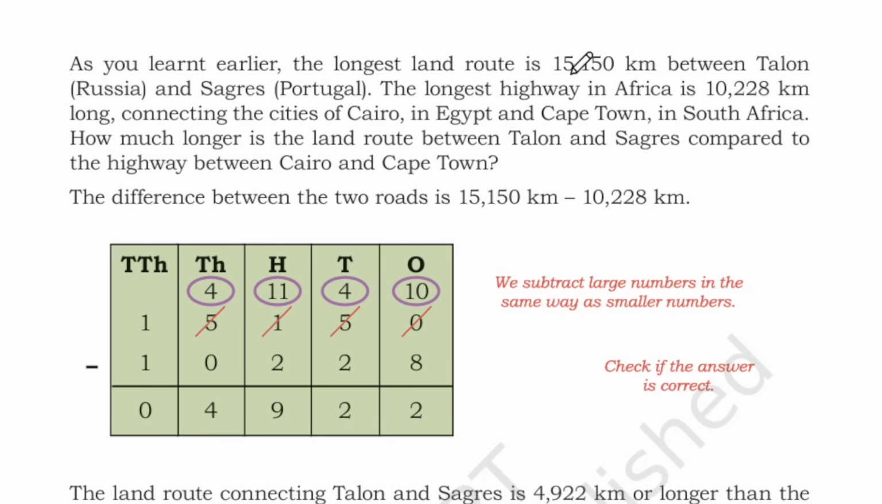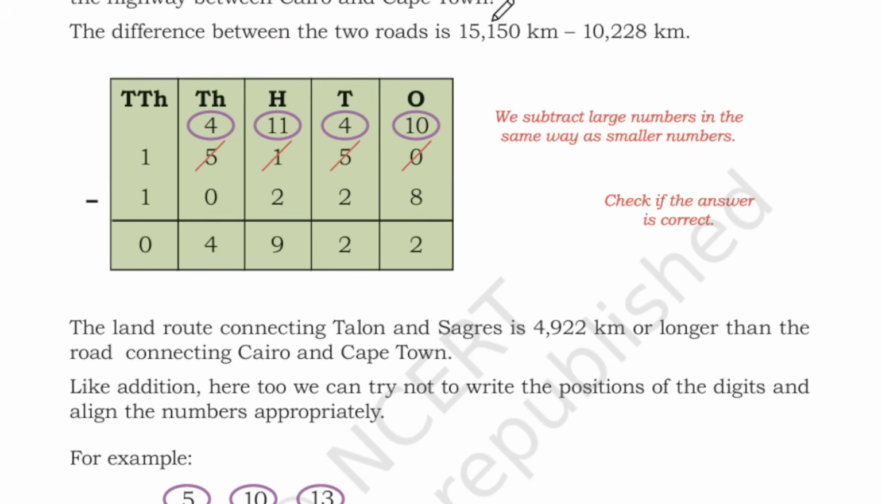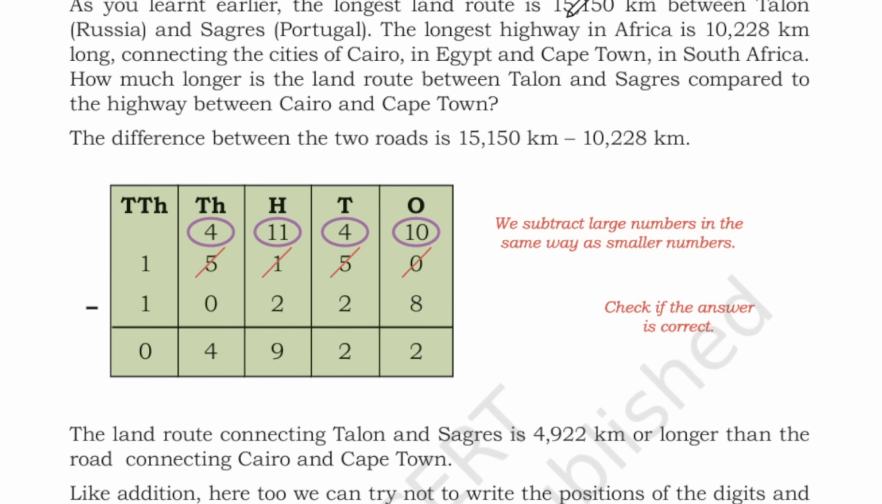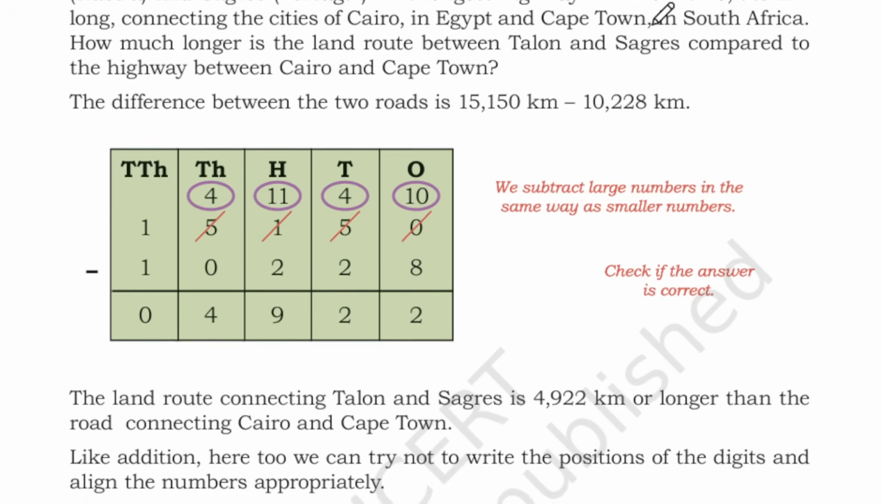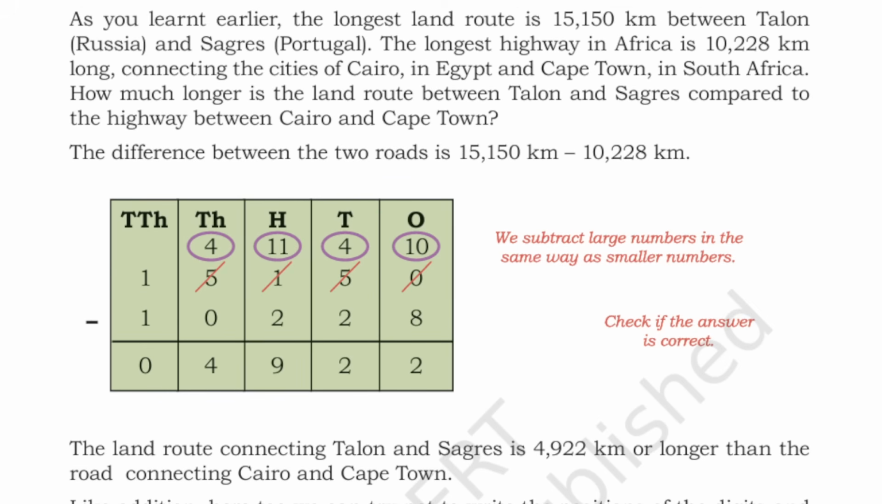So we already know it's 15,150 kilometers and 10,228 kilometers. Easily you can subtract and you will get the answer. So if you see here, these numbers are more than 10,000. So whenever you place value, you should be very, very keen. Do not misplace the numbers. Tens place should be in tens, 100 should be in 100, 1000 should be in 1000, 10,000 should be in 10,000.